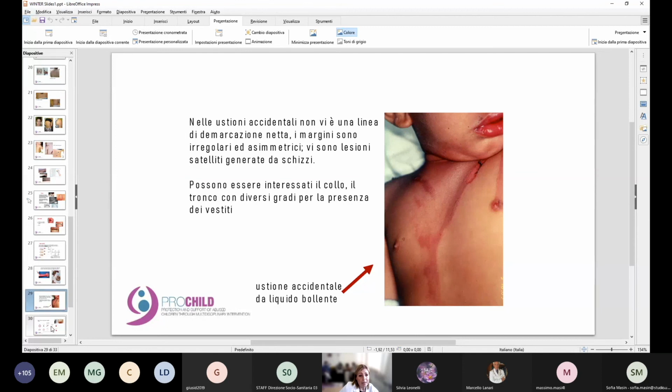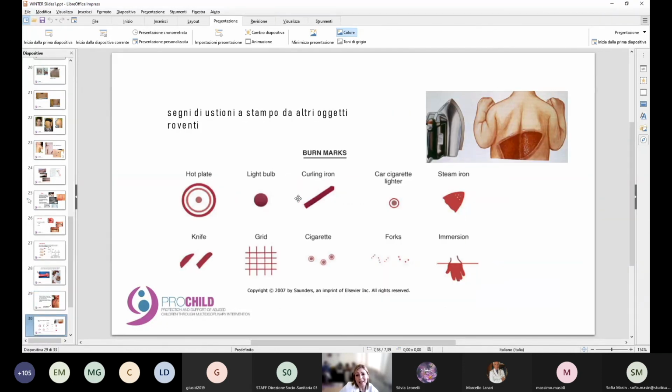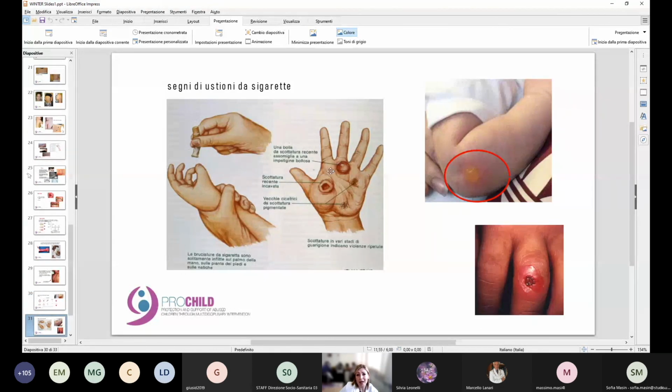Then there are other types of burn marks linked to objects that can leave the perfect mark on the body. For example, could be the hot plate or lighter or forks or cigarettes that can create such circular lesions.